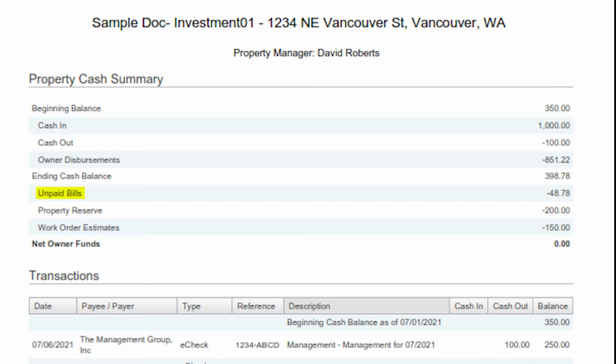Unpaid bills are any outstanding invoices that have not been paid. Property reserve is the minimum cash balance required in your account. This amount is set by your management agreement. Work order estimates are funds held for work requested but not yet complete or billed. And finally, net owner funds are available funds that can be paid to the owner.